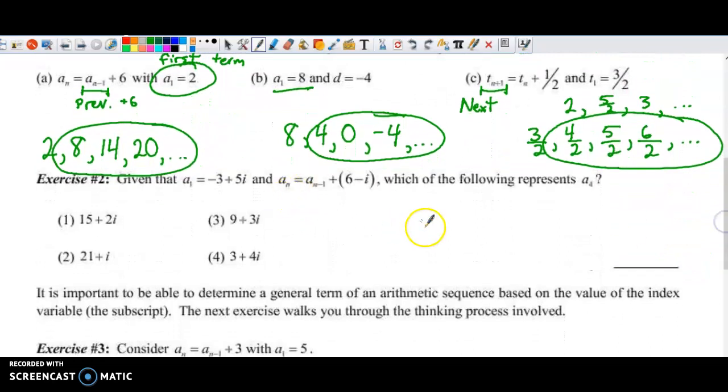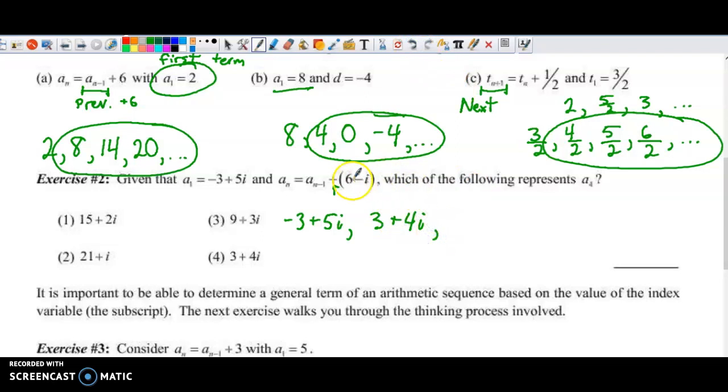So for the next one, this may look weird, but we've done complex numbers before, and it is your recursive definition of an arithmetic sequence, because you have the plus in here. So if the first term is -3 plus 5i, the next term is adding 6 to that number, so -3 plus 6 would be 3, and you subtract 1i from it. So it's 4i.